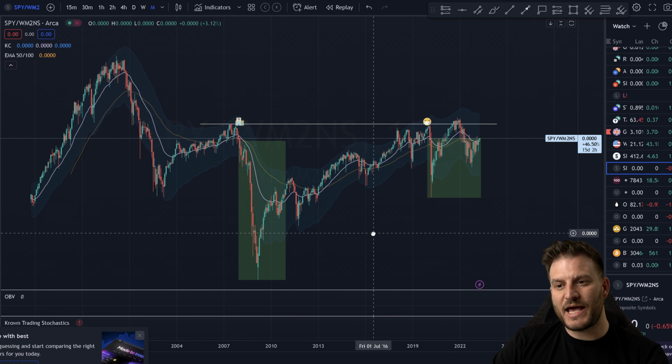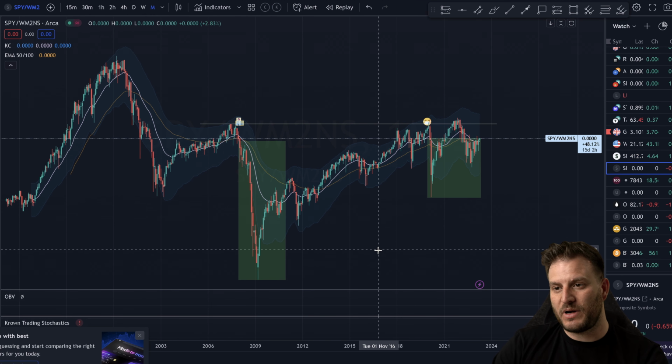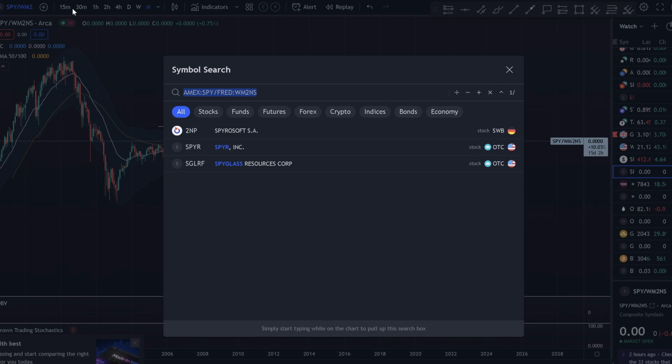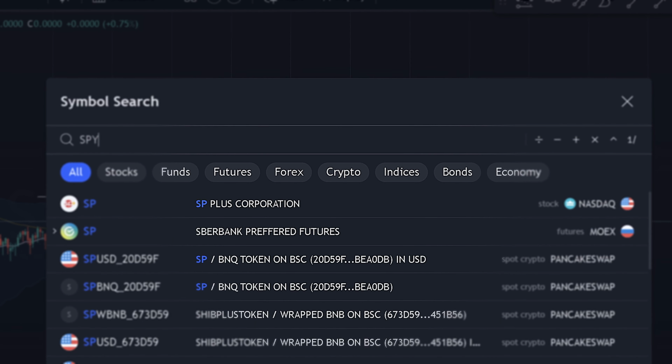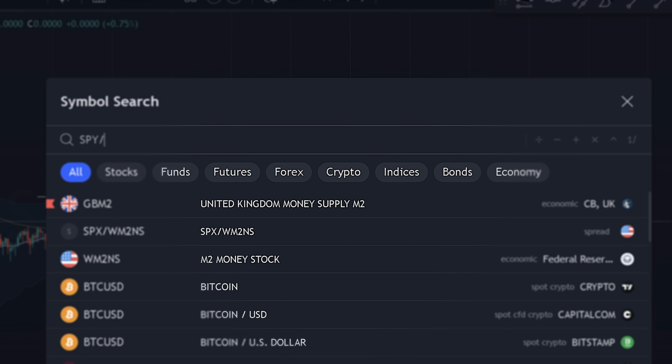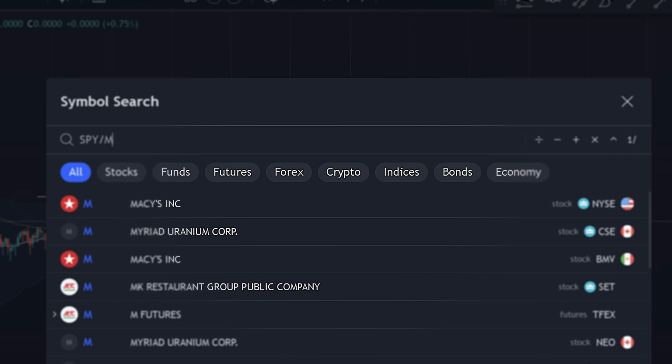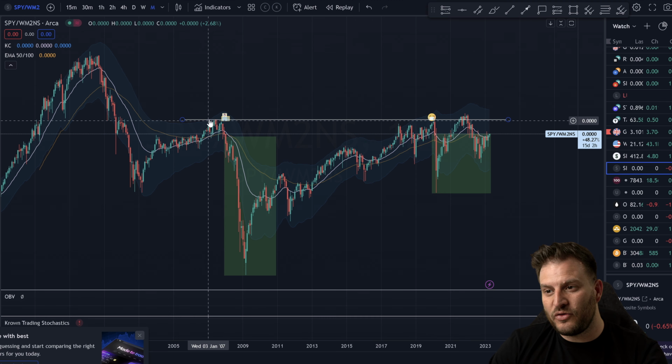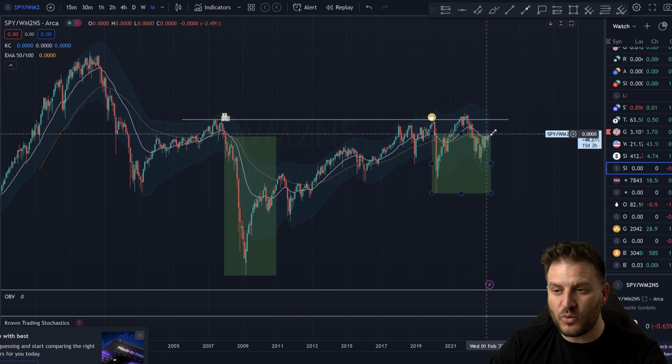So this is the S&P as a function of the money supply. And the way you do this is you type in SPY to get the S&P 500 as you would normally, and then you type in /M2. On this chart, we are actually below the level we were at in 2008.